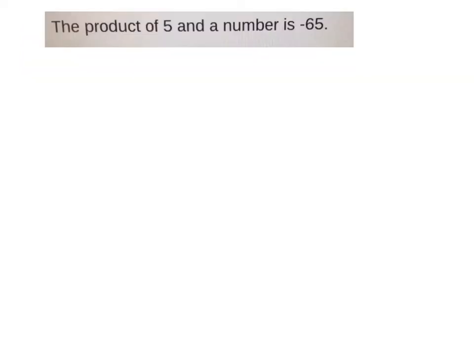Next one. It says the product of 5 and a number is -65. The product of stands for multiplication. So you put that in the and spot. That's a times sign there. So 5 times a number, we call that x, equals -65. Now guys, you could have parentheses around here. You don't need it. You also could have just written this as 5x. 5x is the same thing as 5 times x.